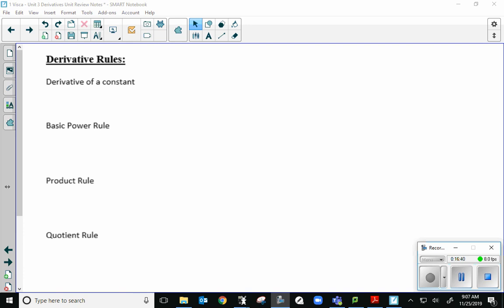The only time you have to use that is when they tell you to specifically use the definition of a derivative to find the derivative. Okay, so right now, let's go over these basic rules.